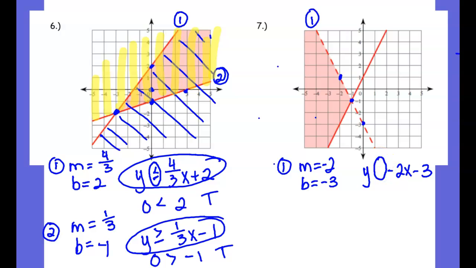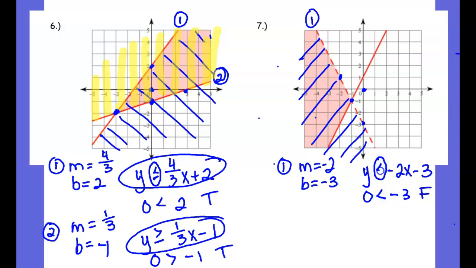Okay, but in order to get this double shaded area with this line, it looks like we shaded this side, which means (0, 0) would be false. So let's put in a 0 and our negative 3, and we want it to be false. Well, we know that 0 is greater than negative 3 to be true, so let's make it less than negative 3 to be false. Okay, so there's our first inequality. y is less than negative 2x minus 3.